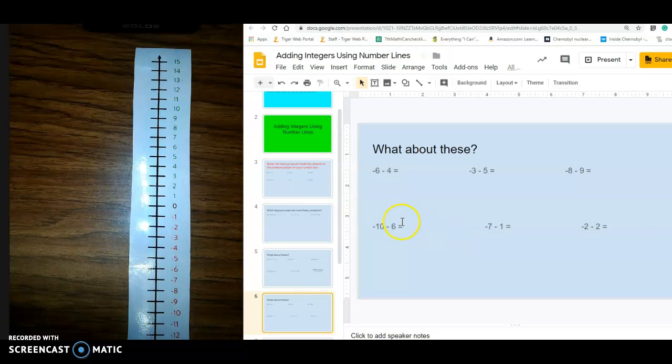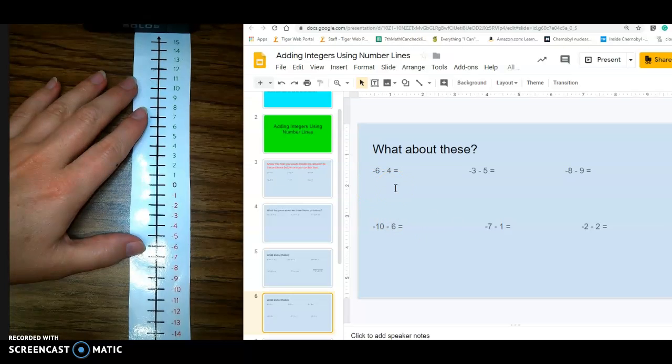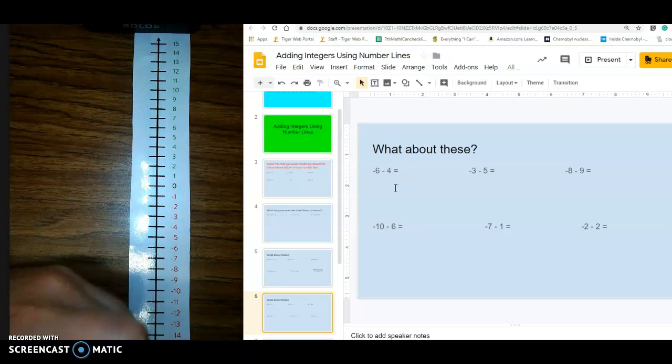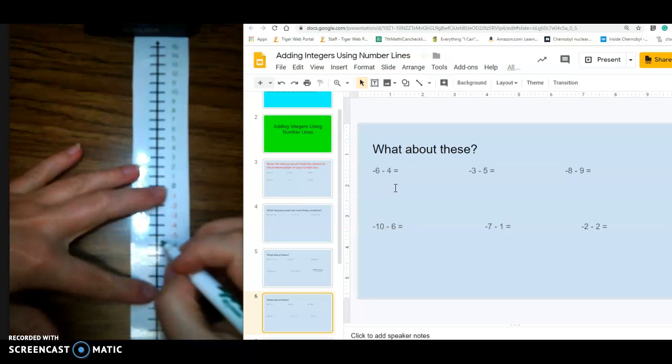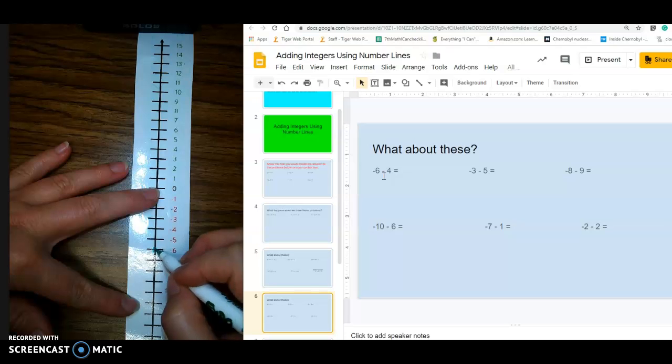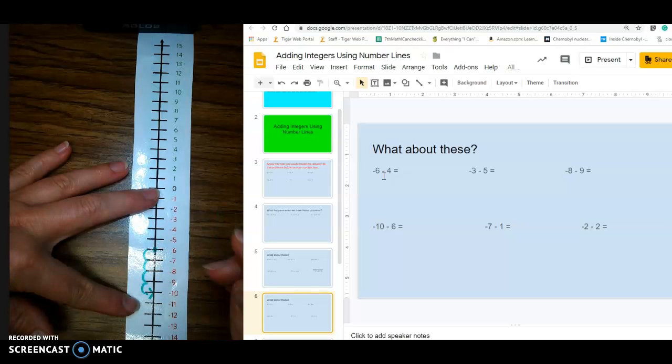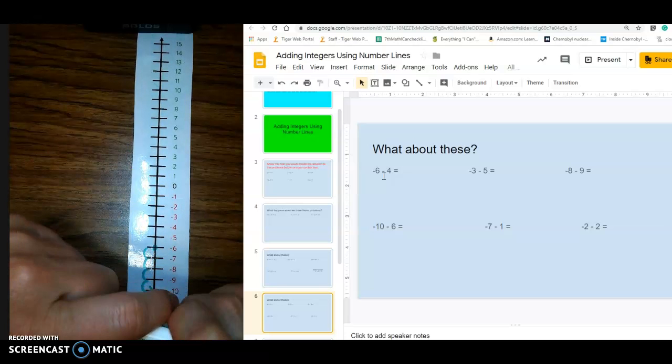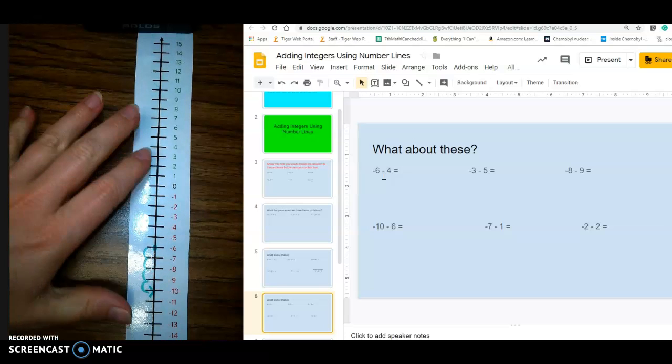Somebody said, well, what about if you're at a negative and then you subtract? What happens? So if I'm already at a negative number, like negative 6, my first problem there, and it's telling me to subtract, I know subtract means go down. Well, it's telling me to subtract 4. So that means that negative 6 minus 4 equals negative 10.